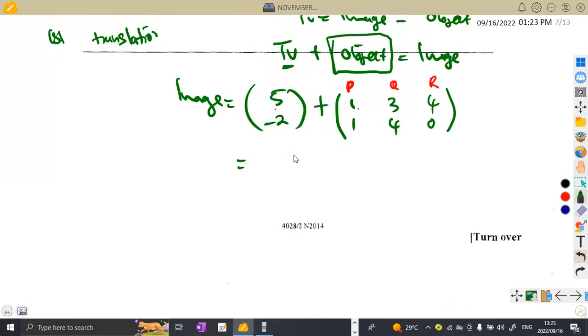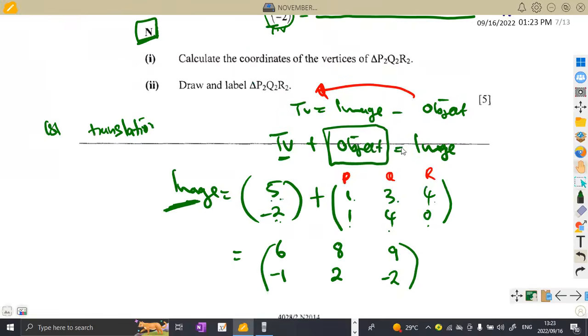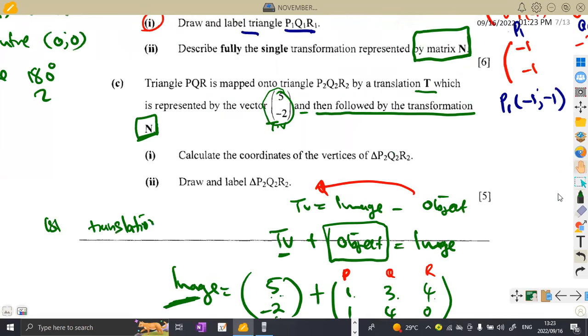So it's 5 plus 1, which is 6. Minus 2 plus 1, that's negative 1. We move on, 5 plus 3, which is 8. Minus 2 plus 4, which is 2. 5 plus 4, that's 9. Minus 2 plus 0, which is minus 2. So this is what you're supposed to get as our image. So here there's no need for us to write these as points because it's still a continuation. There is another transformation, which is what?